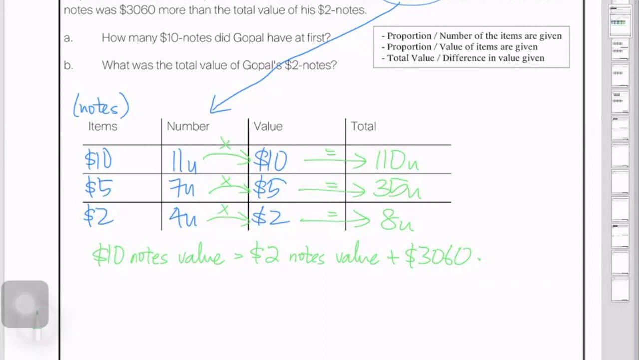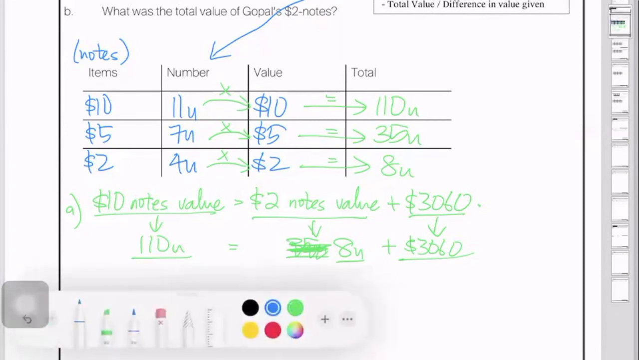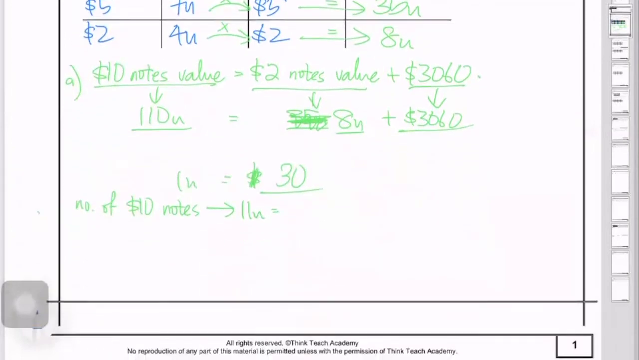Okay, so if you were to continue from here, your $10 notes value will give you 110 units. It must be equal to your $2 notes value, which is 8 units, plus 3060. So 1 unit is 30. So if you want to find your number of notes, it's just 11 units. So you can get your answer from here. Okay? So that will be your final step for part A.